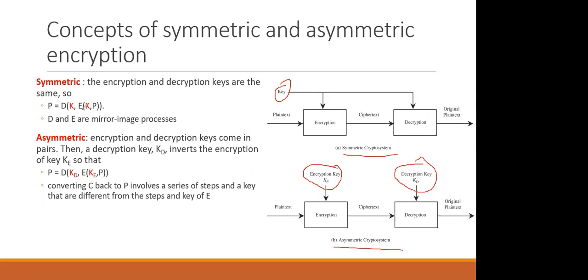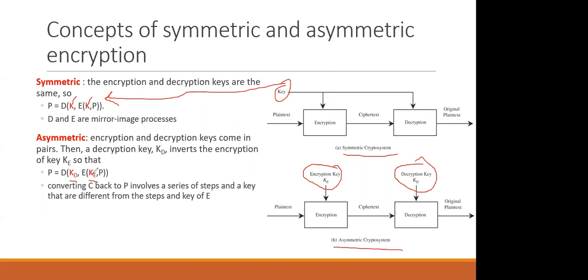So mathematically, how do we write it? Mathematically, we can write that. See the red color. They have the same key. So this is that one key, right? So it is the same one. Here you have KE and KD. See, this is the difference between these two.